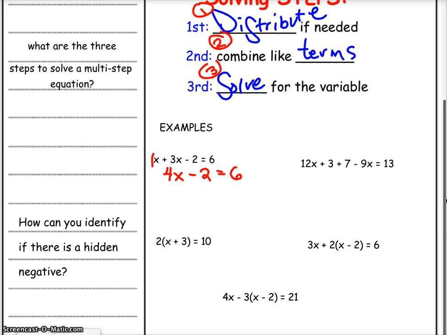So minus, the opposite of minus is plus. Plus 2. And some of you were forgetting to do the opposite on some of your homework, I noticed. Now I have 4x equals 8. And then divide by 4, you get x equals 2.